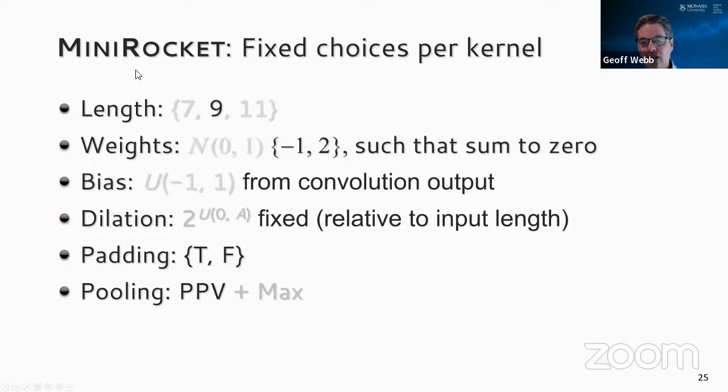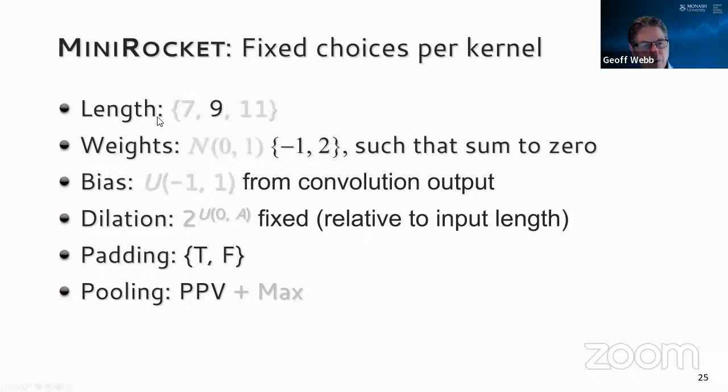MiniRocket is our subsequent improvement on the Rocket system. We hit upon MiniRocket by considering the proposition that maybe the stochastic aspects of Rocket weren't actually essential to its success. So MiniRocket is a variant of Rocket that has predefined filters. They are predetermined. There is no stochastic element to their generation.